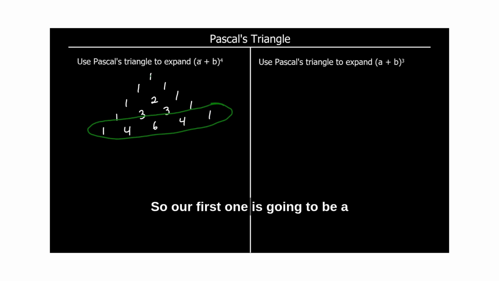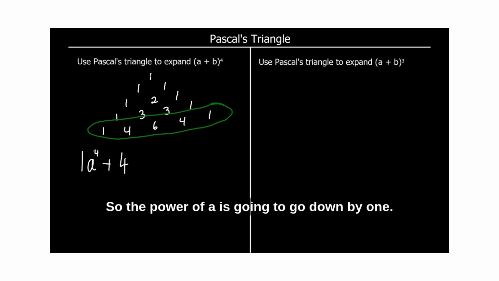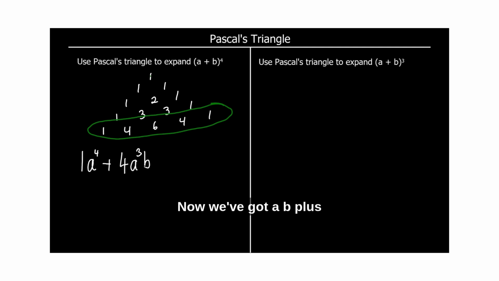So our first one is going to be a to the power of 4. No b's, just a to the power of 4. So it's 1 a to the power of 4, and I can write 1, but I don't have to. The next one, we're going to have 4 in front, and it's going to be a cubed. So the power of a is going to go down by 1, so that goes to 3. The power of b goes up by 1. So it was 0, now we've got a b.